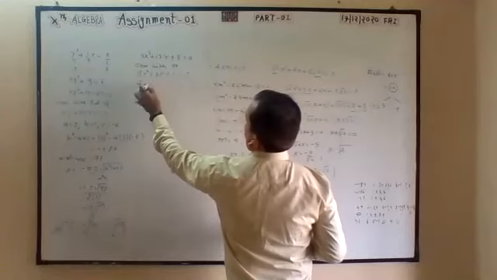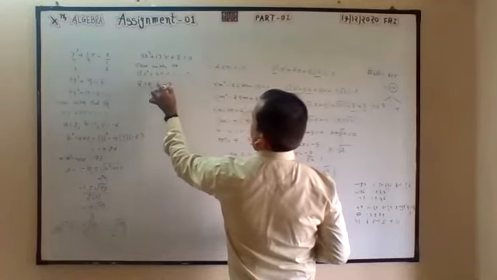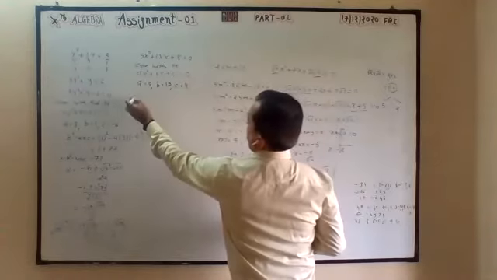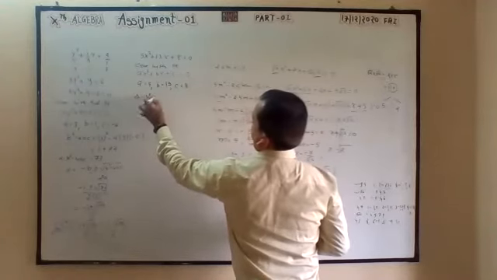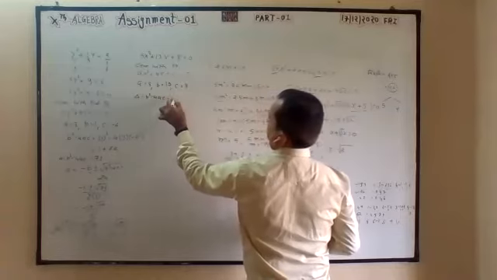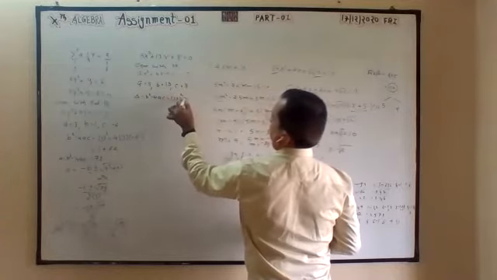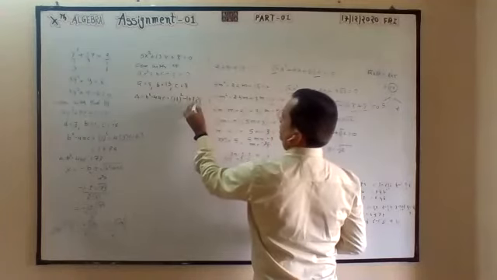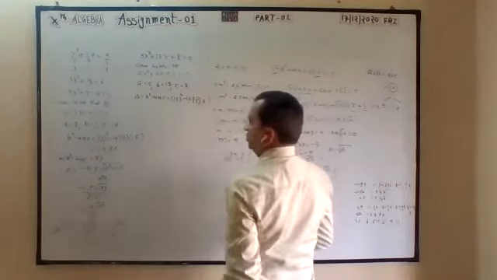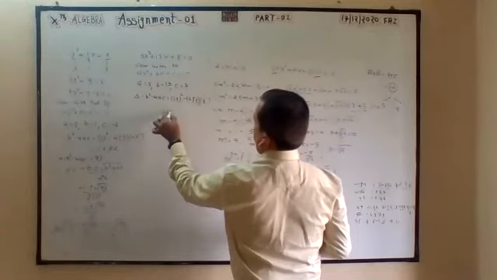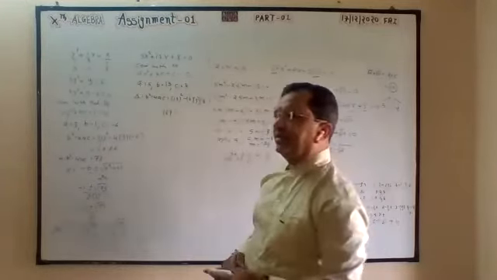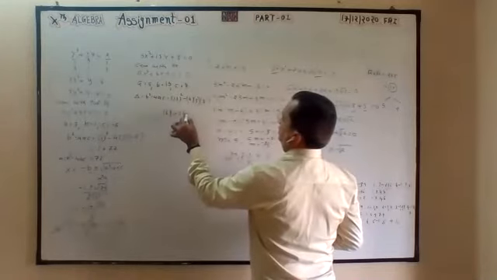a is equal to 5, b is equal to 13, c is equal to 8. Now, discriminant: b square minus 4ac. 13 square minus 4ac. 13 times 13 is 169. 4 fives are 20, 8 twos are 16.